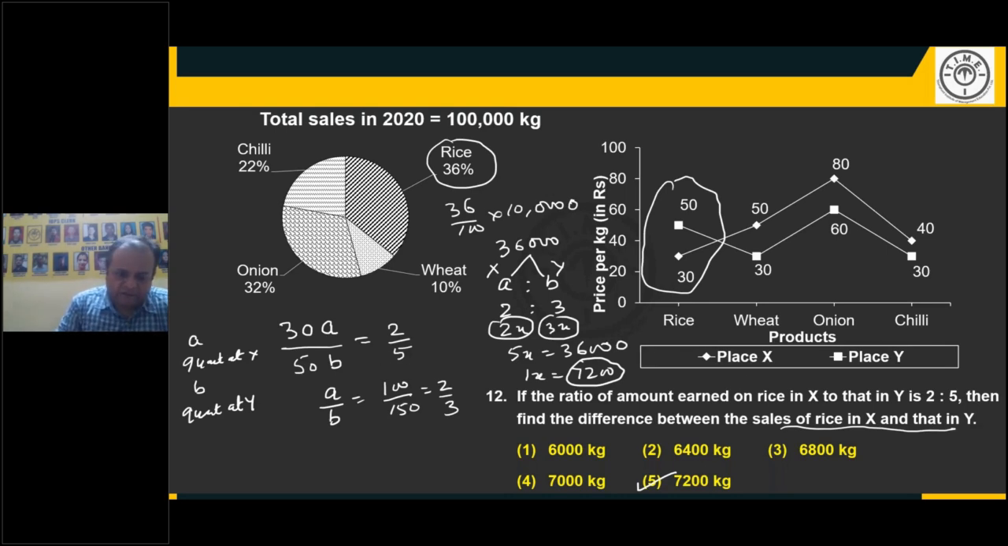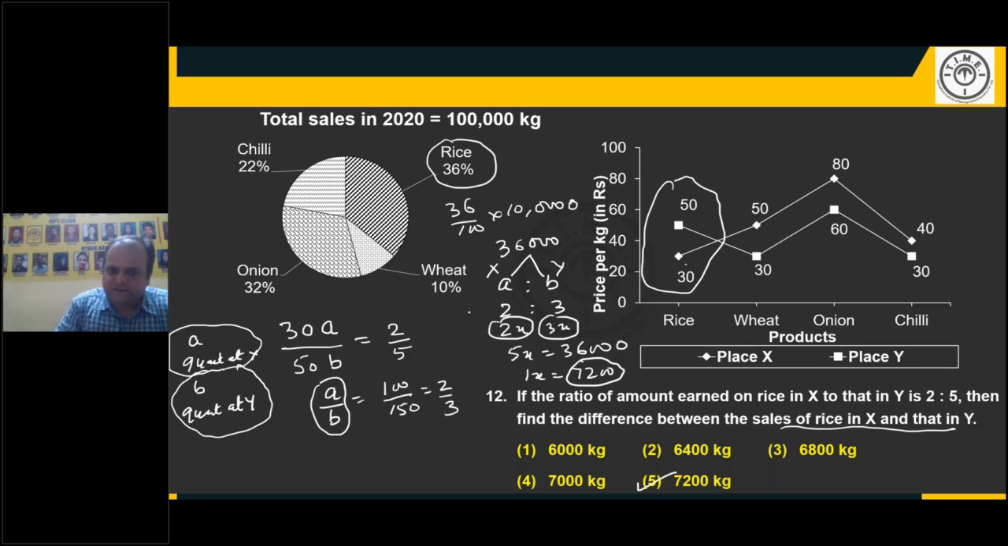So I'll explain again. Let's say the quantity at place X is A. The quantity at place Y is B. Then the amount at place X would be 30 into A, because the price is 30, and the amount at place Y would be 50 into B, and that ratio is 2/5. Then we get the ratio of the quantities, A ratio B is 2:3.